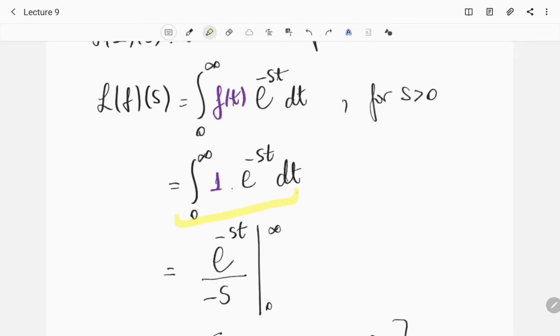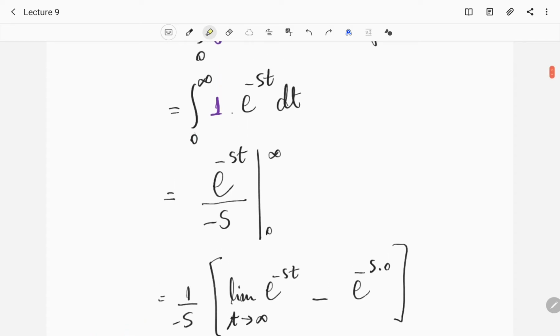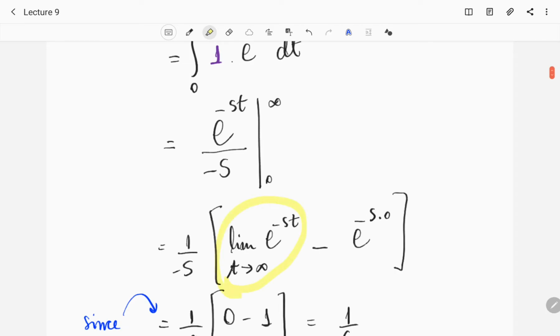So an anti-derivative of this function, the exponential, is this expression that we have here. And remember that when we are working with an improper integral like this one, because we have an infinity here, this notation means that we have to take the limit of t when t goes to infinity, and we can evaluate at t equal to 0. And we have this factor 1 over minus s that we can put in the front.